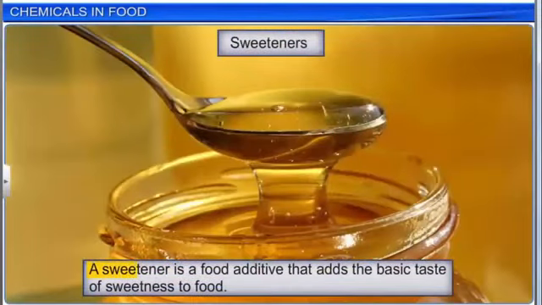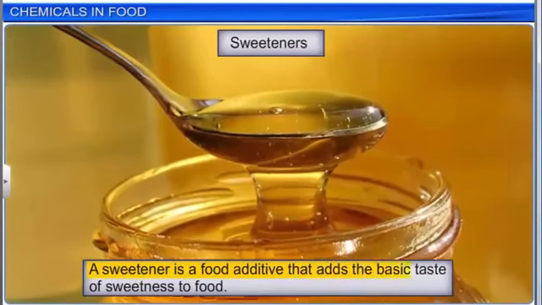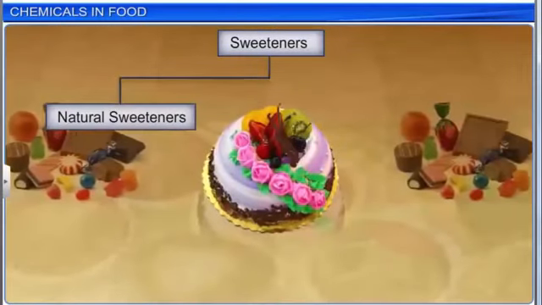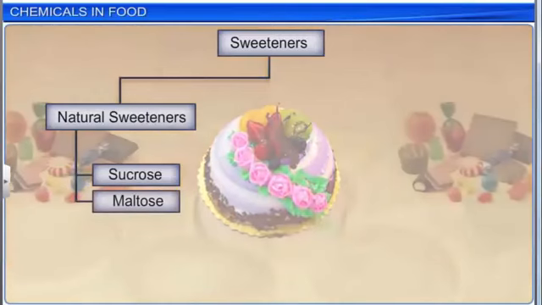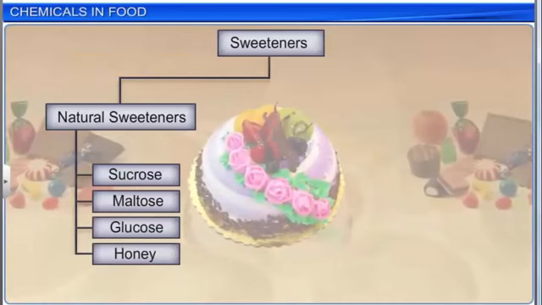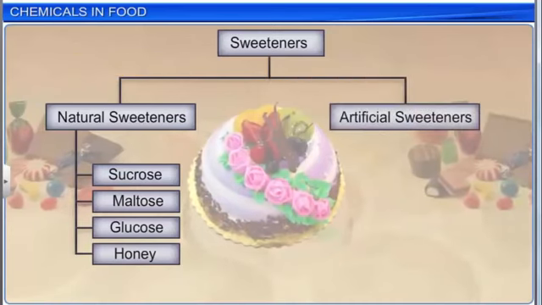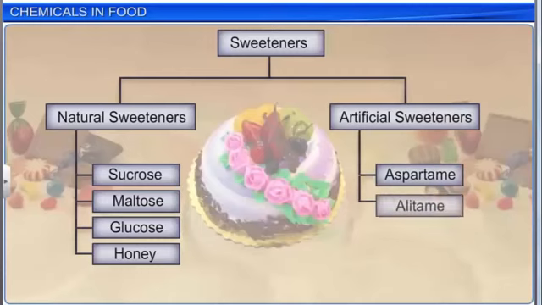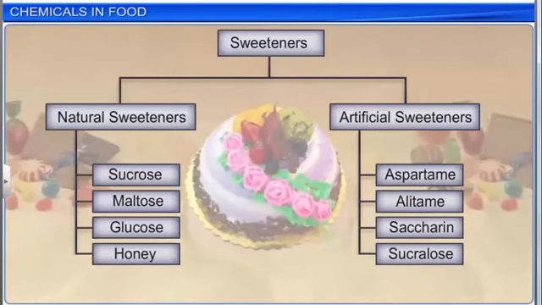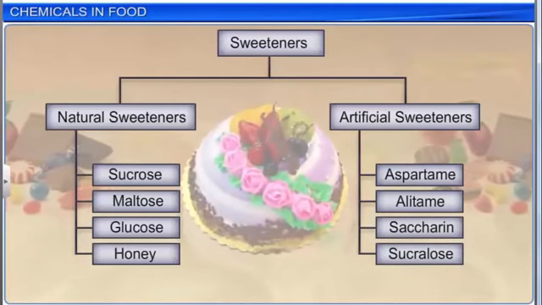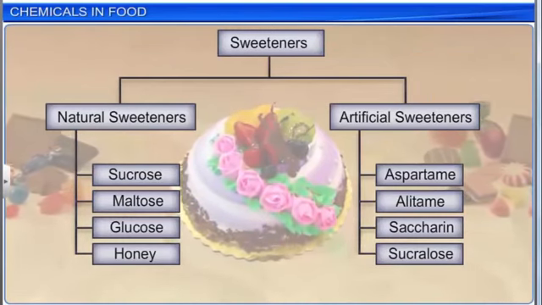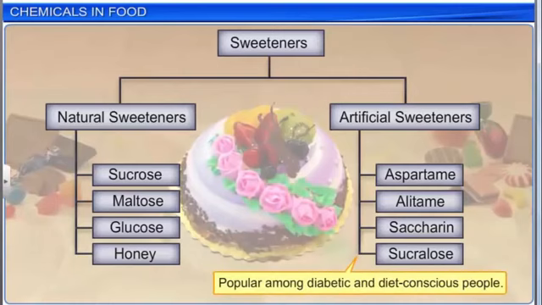A sweetener is a food additive that adds the basic taste of sweetness to food. Natural sweeteners like sucrose, maltose, glucose, and honey add calories when consumed. On the other hand, artificial sweeteners like aspartame, allicin, saccharin, and sucralose are basically non-nutritive sugar substitutes, as they provide no calories when consumed. Hence, they are popular among diabetic and diet-conscious people.